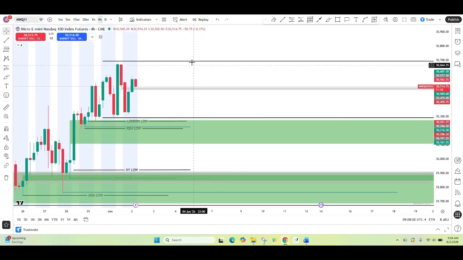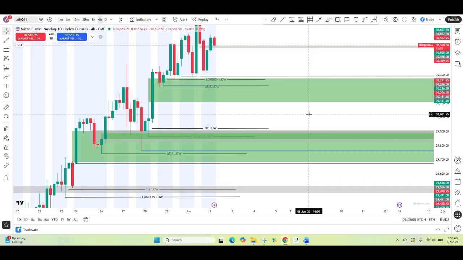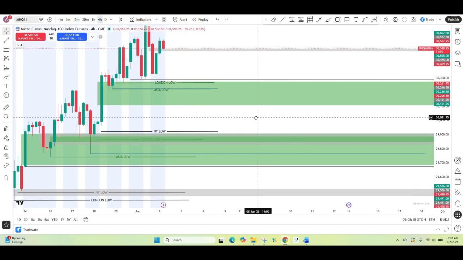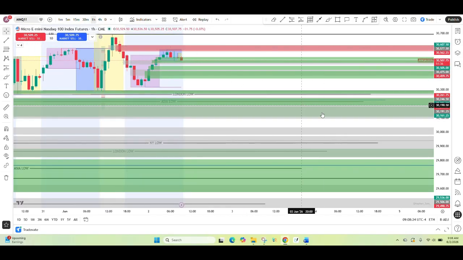Higher highs, higher lows. Dropping down to the 4-hour, we want to see if we can see any internal key levels. We have one here, but we already have that marked out. One here already marked out. Yeah, it looks like these are already marked out. So dropping down to the 1-hour time frame.